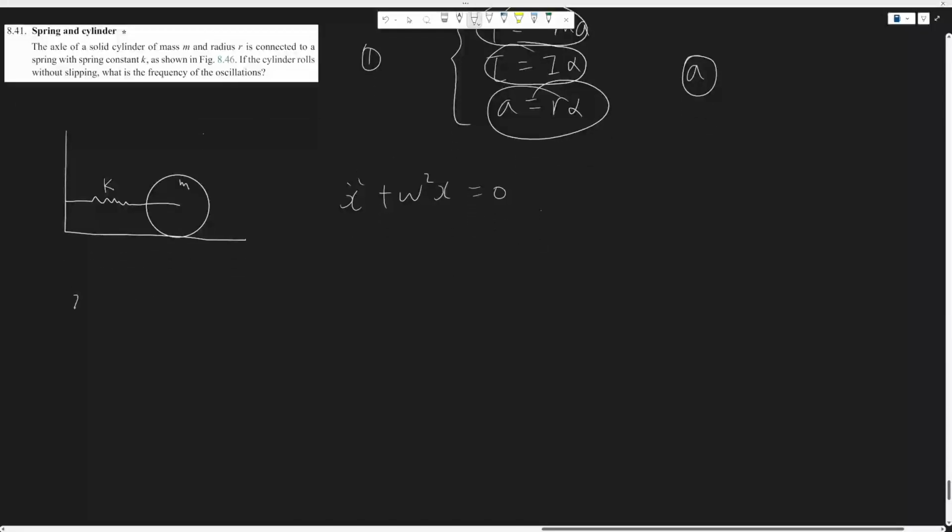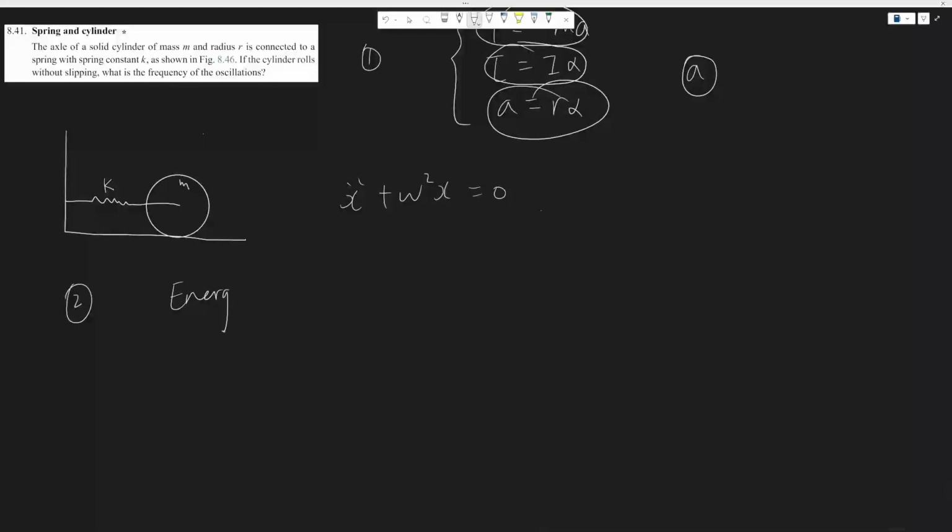So now let's see the second method. For the second method, let's use energy. There's no force that would cause energy to be not conserved here, because look, we have static friction, and what do we know about static friction? Well, we know that it doesn't do any work, and so we know that energy is conserved.